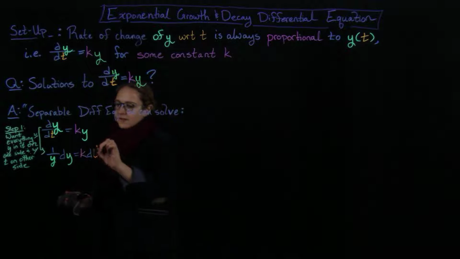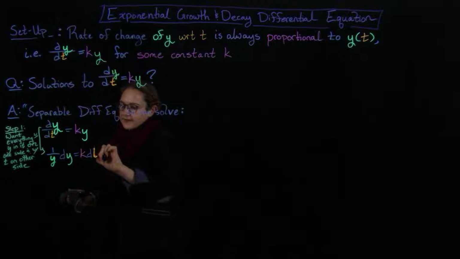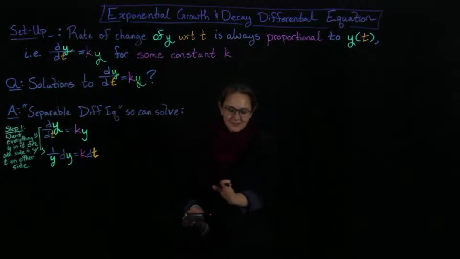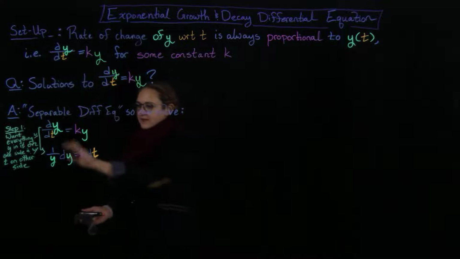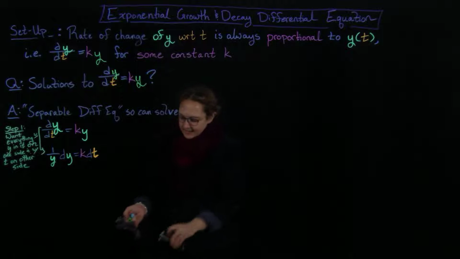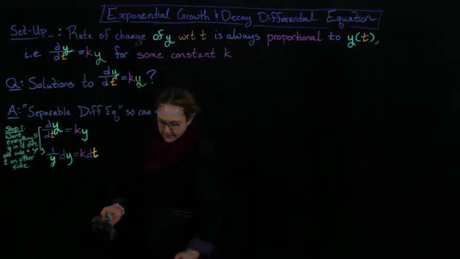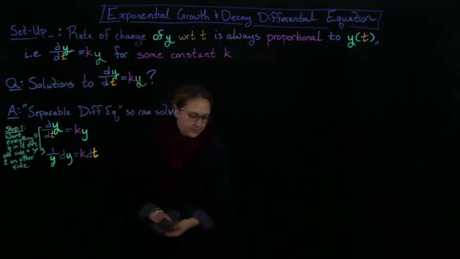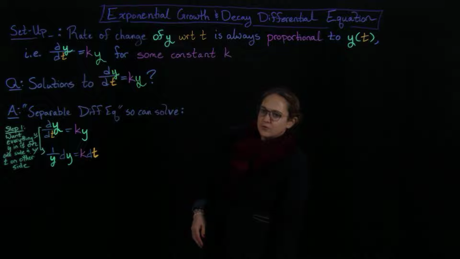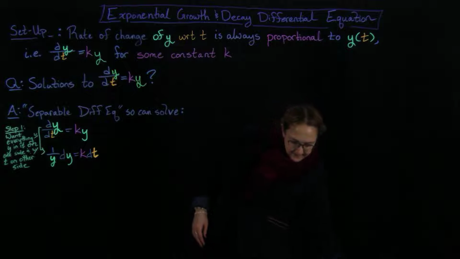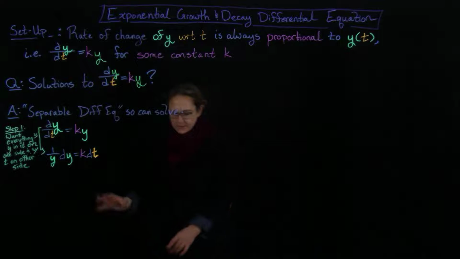So all I did was some multiplying and dividing to move everything that involved y to the left and everything that involved t to the right. Now I have a new equation like this. And now the next thing that we do, if we're doing a separable differential equation, is integrate both sides. So let's go ahead and do that.